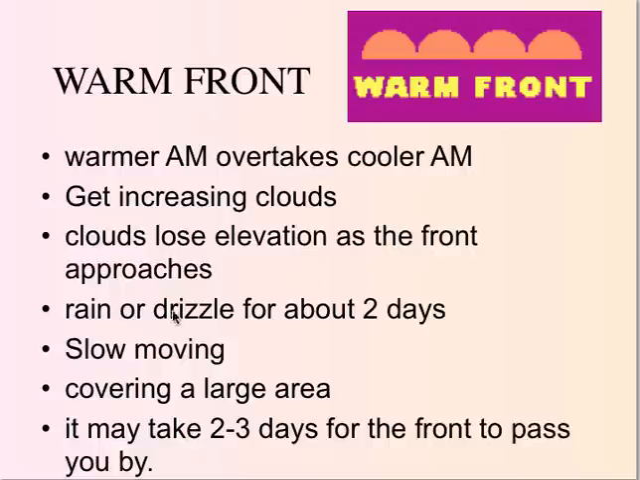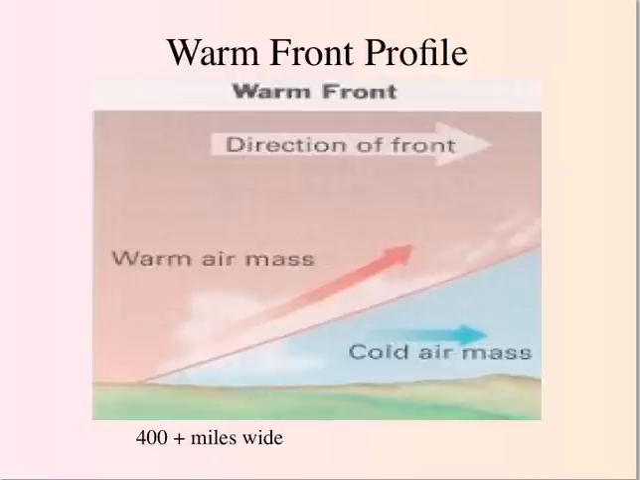You can get rain or drizzle or light snow for maybe 2 days because the front moves slow and it covers a large area on a map. It may take 2, maybe 3 days sometimes for a front to pass you by. Not always, but sometimes. And here's a side profile.